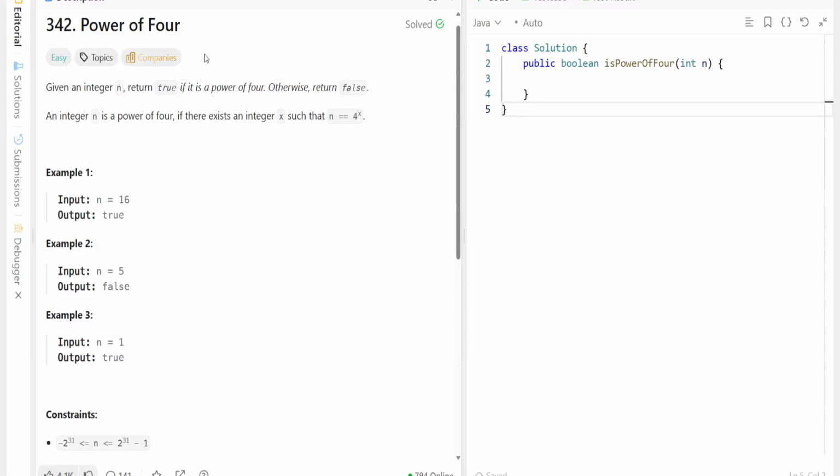Hello everyone, welcome back. In this video, we are going to understand a very important question from LeetCode: is power of 4. This question is quite easy, so you can think that it is not beneficial for your interview. That's true, because this type of question you are never going to be asked in an interview, because it is very easy.